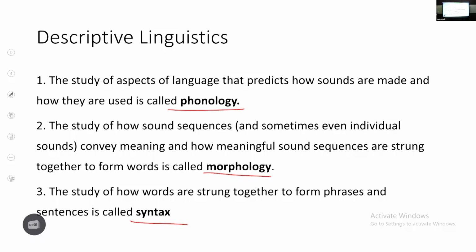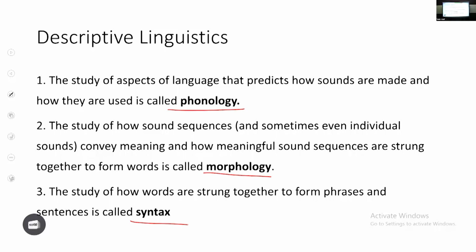After having sound and after putting letters together to create a word, how do you arrange different words together to, for example, tenses, or creating active voice or passive voice? Those are examples of how you bring different words together to create a meaningful phrase or meaningful line. That is called syntax.